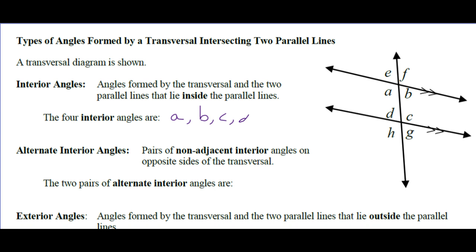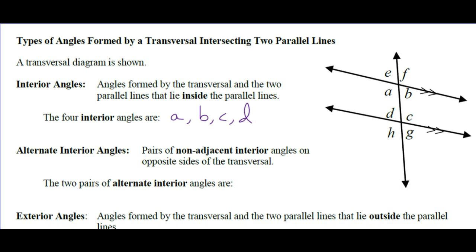And they are A, B, C, D. Not E, F, G, H. Those are not. Alternate interior angles, right? So this is the vocabulary of parallel lines, right? And we have to know this, right? So when I refer to an interior angle, you say, it's one of these 4 angles. If I refer to alternate interior angles, pairs of non-adjacent.